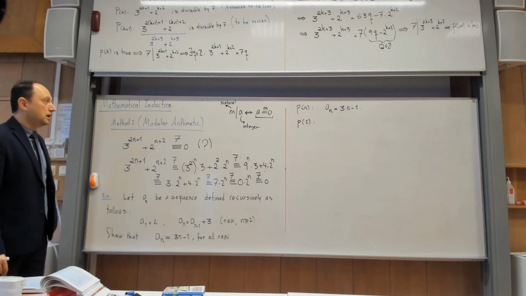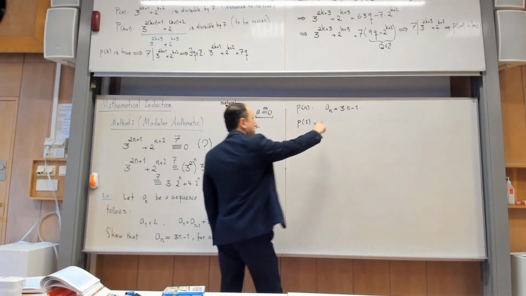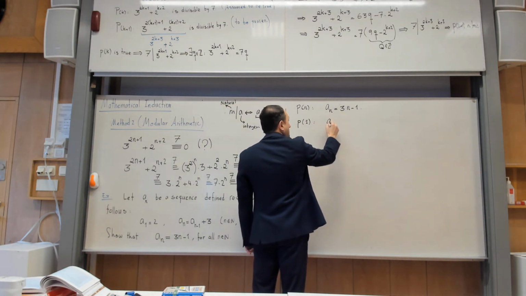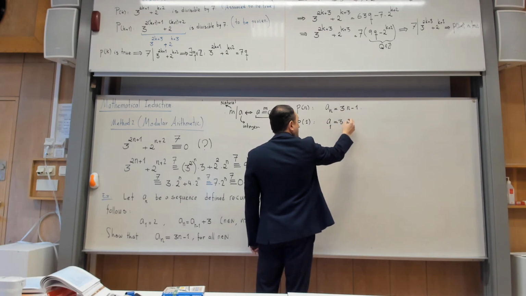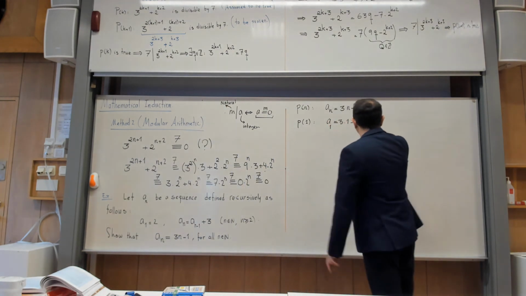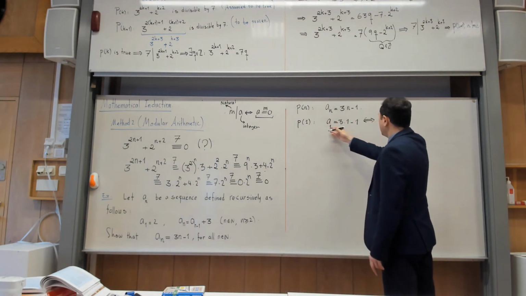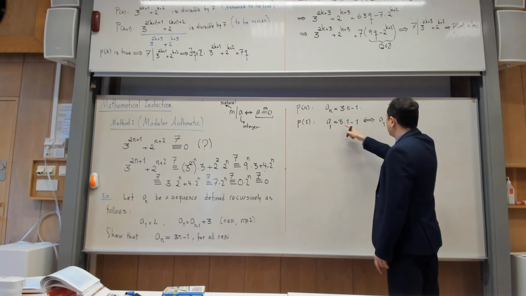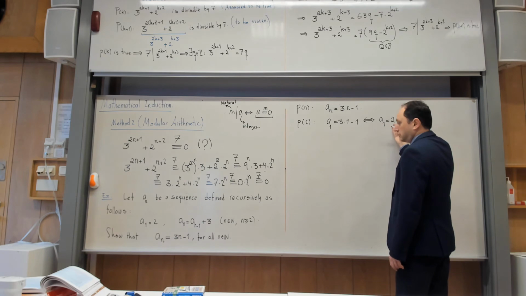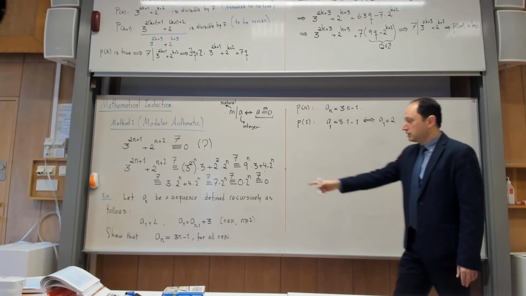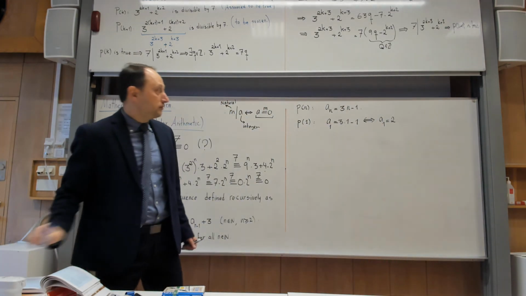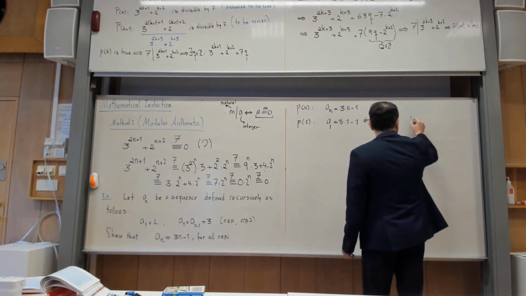So P of 1, I have to check it manually. It means that I replace n with 1 everywhere in my statement. So it becomes a sub 1 equals 3 times 1 minus 1. Simplify this: a sub 1 is equal to 3 times 1 minus 1, which is 2. a1 is 2. Is it true or false? It is true because a1 is given to be 2. Yes? So this statement is true.